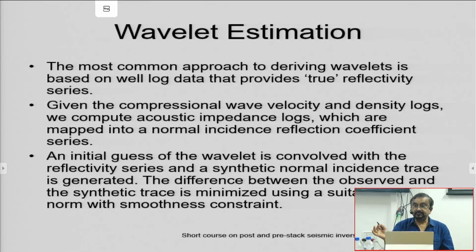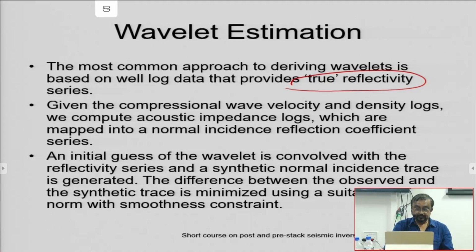There are many different ways people derive wavelet, but the one that actually works the best is when you have a well log. Okay, so here what we do is, let's say that I have a well log. So there I assume I have the reflectivity, right? Because you measure P velocity, S velocity, so you have the acoustic impedance. So what you do is then try different kinds of wavelets in an optimization problem and find the one that best matches your seismic trace.